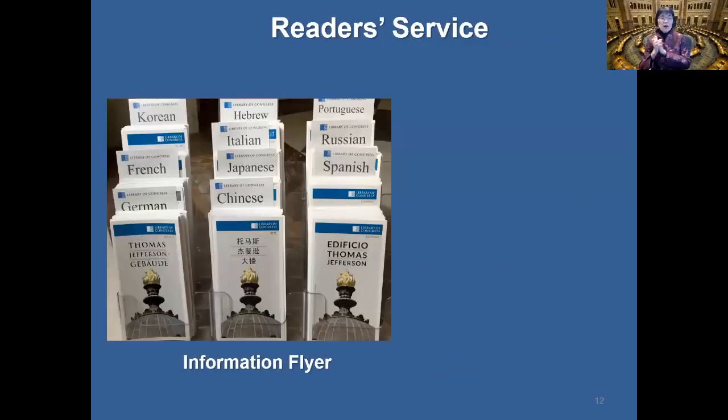Then, if you go there, they have very good services. So they have 2 readers' desks when you first come in. One's downstairs, one's upstairs. I'm talking about only the Jefferson Building. And then they have brochures or flyers about the Jefferson Building and also about the services. And I think I counted probably a dozen languages.